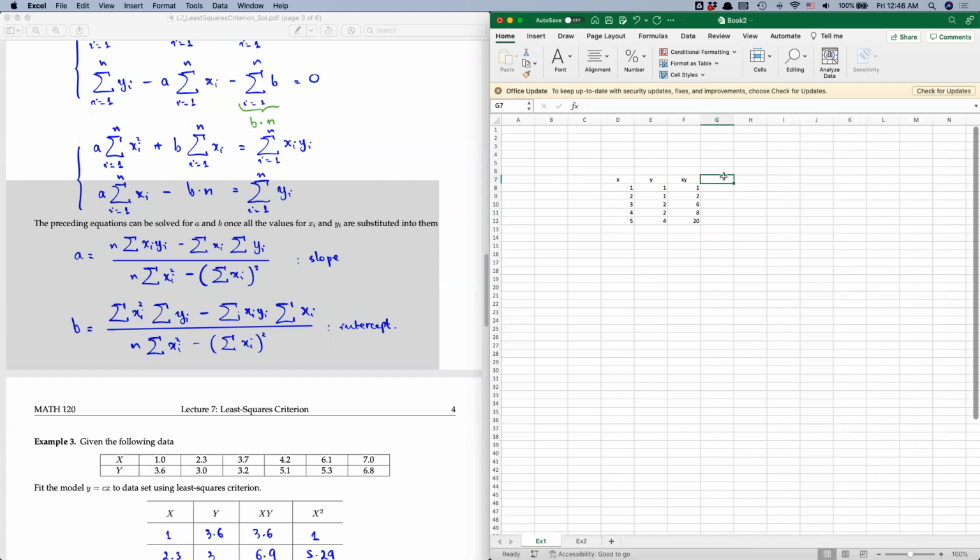The next one we need is x squared. So I'm going to type x2. Right, so this is equal to x times itself. I'm going to drag the formula down.